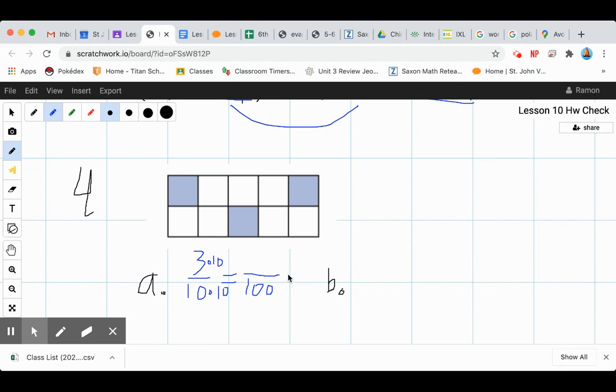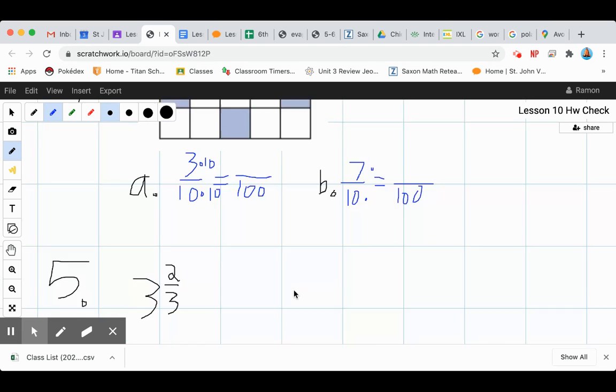Now for B, it's asking to find the percent not shaded, and again, you're going to write a similar fraction, except this one's for all the non-shaded parts, and again, you're going to change it to a fraction that is out of 100. So make sure you multiply by the same factor.